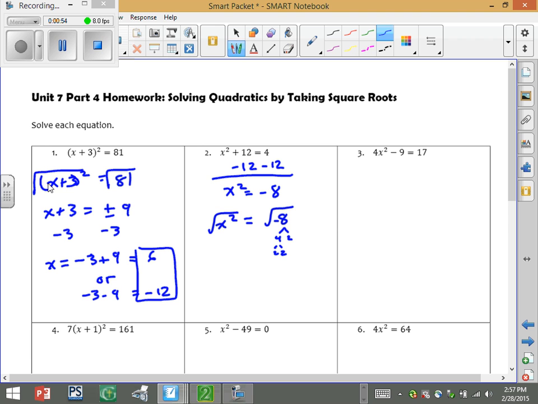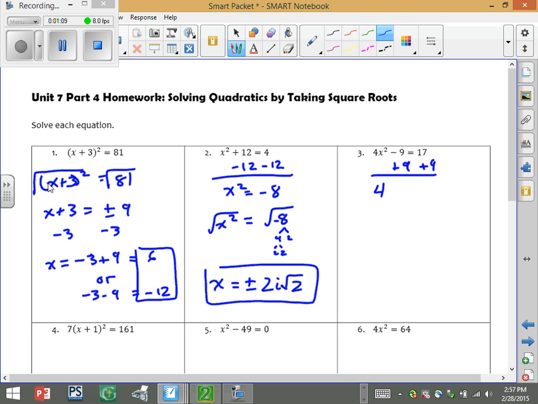So what we're left with, x equals, we can pull out a 2. We're left with a 2 on the inside. However, because we started with a negative on the inside, we pull out a 2i, and don't forget the plus or minus. Number 3, we need to add the 9 to both sides.